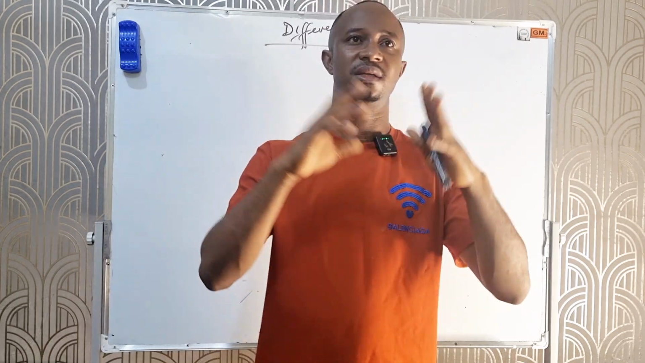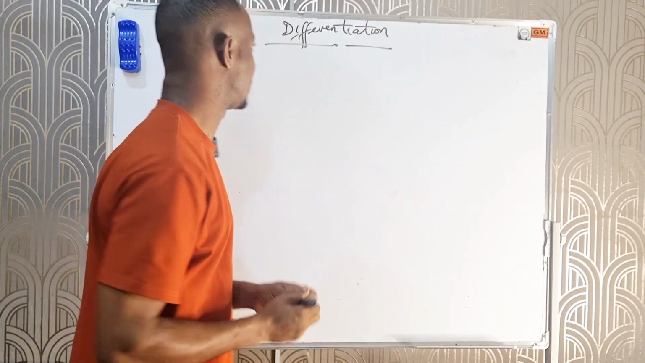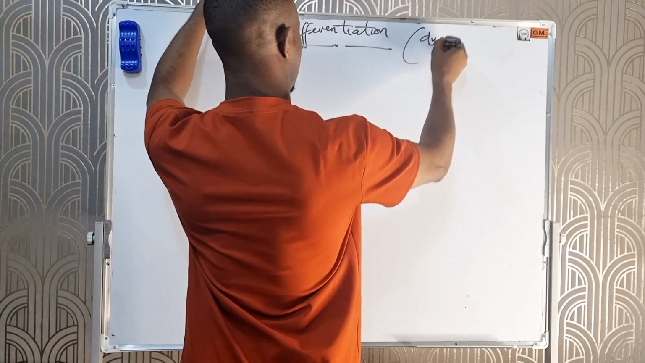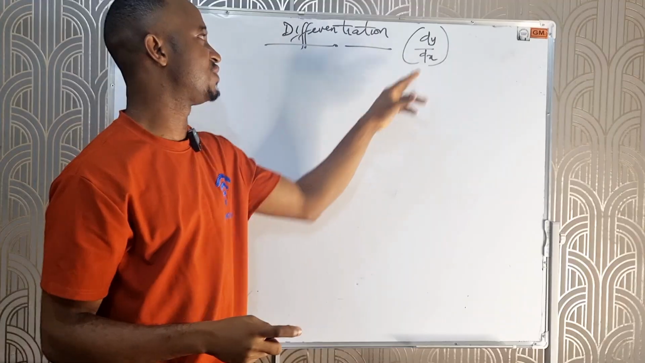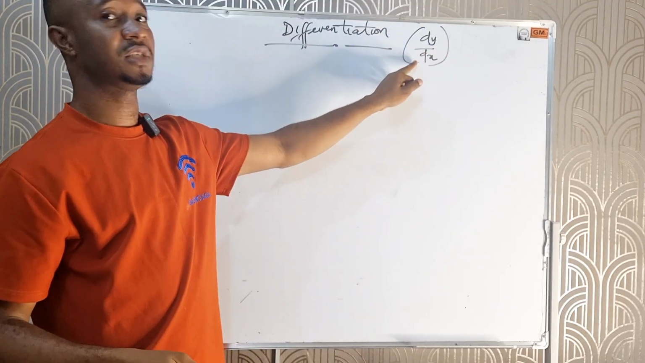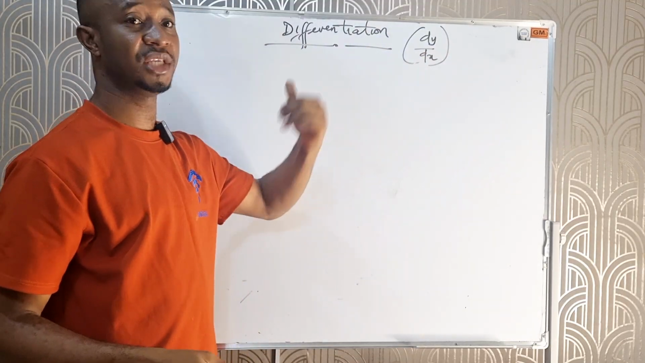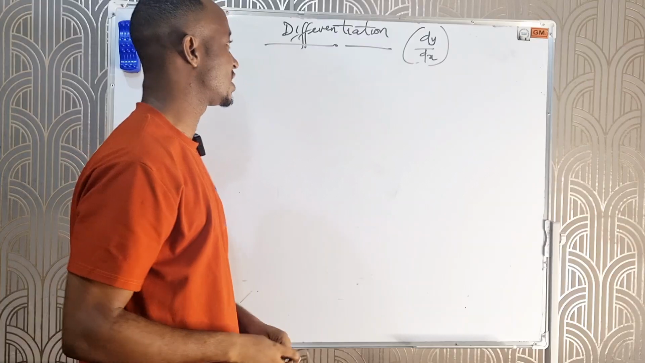The general way of representing differentiation is called dy/dx. It's called dy by dx, meaning the rate of change of y with respect to x.